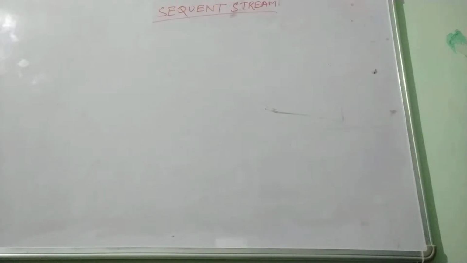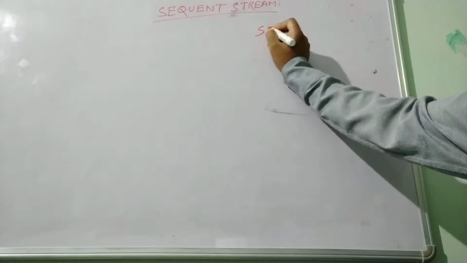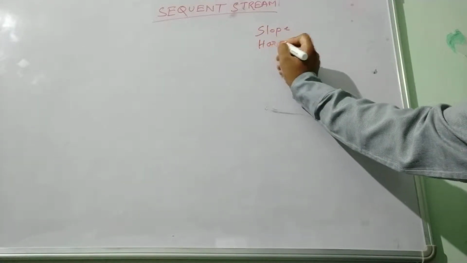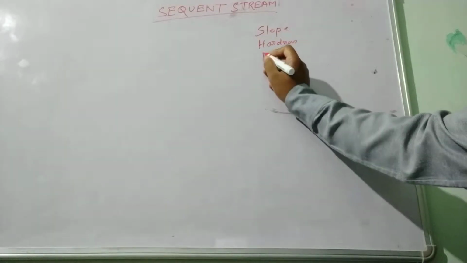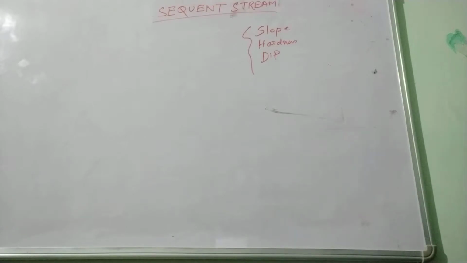Today our topic is the sequent stream, which is one of the important geomorphic agents in the development of landforms in the fluvial process. As we know, the stream starts flowing over the surface based on general slope, hardness and depth. These are the three major factors that influence the direction of the stream.